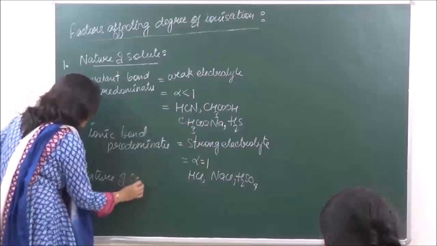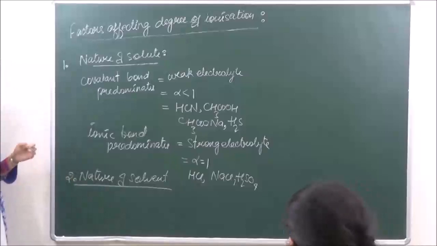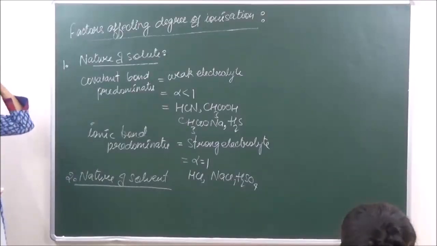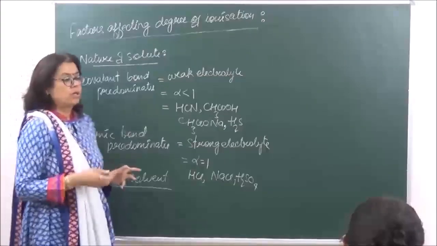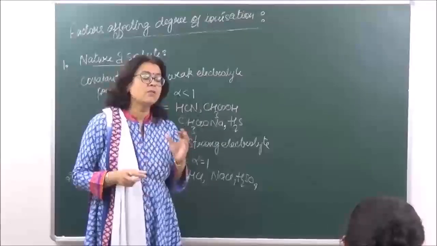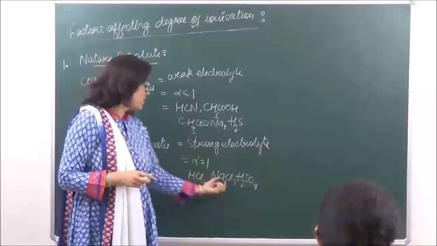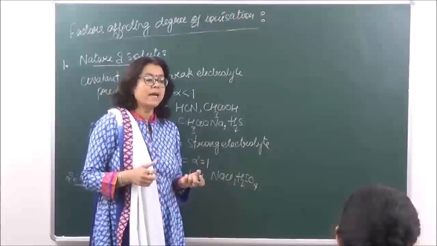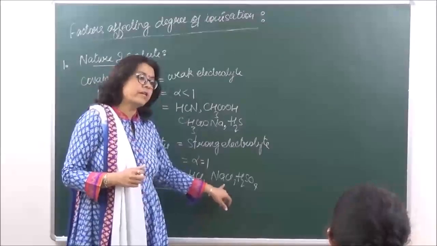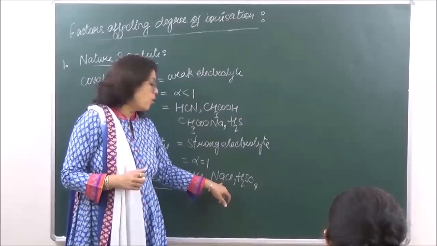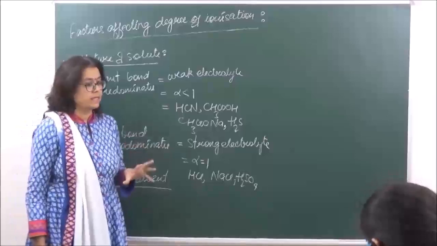nature of solvent. Now when we are talking of a solvent, what does a solvent do? A solvent tries to break the forces of attraction between the ions of an electrolyte. For example, if we put NaCl in water, the basic application of the solvent is to break the bond between Na and Cl, so as to yield two types of ions, Na+ and Cl-.